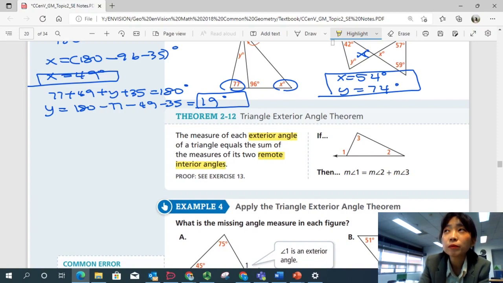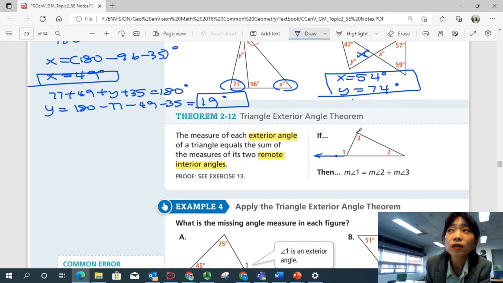So if you look at this diagram, all your interior angles are the 3 angles inside your triangle. An exterior angle is made when you extend one side of your triangle to make a straight line. You get an exterior angle that is a linear pair with one of your interior angles. Does that make sense? If you extend this side and make a straight line over here, angle 1 is the exterior angle.